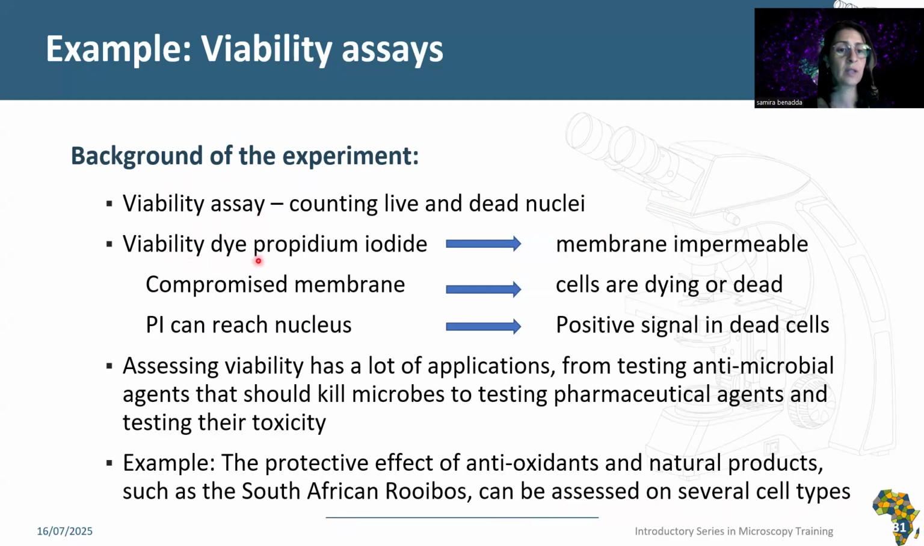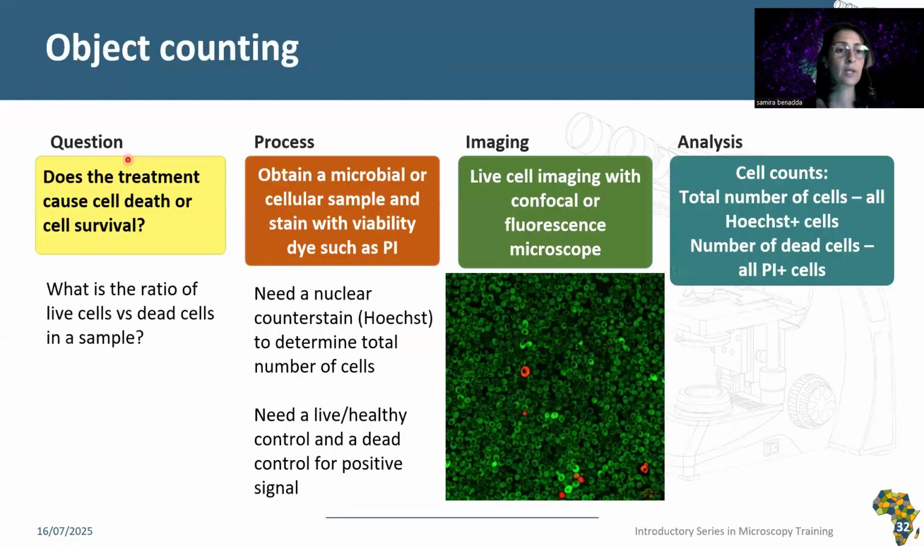So we use propidium iodide. It is a membrane impermeable dye. So when the cell is dying, it can reach the nucleus and we have a positive signal in dead cells. So the question is, does the treatment cause cell death or cell survival? So what is the ratio of live cells versus dead cells in the sample?